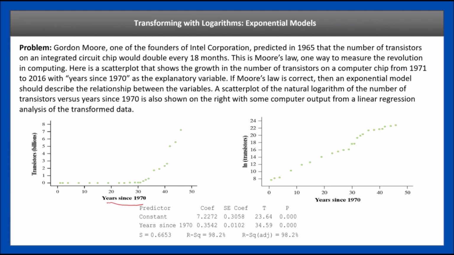And so what we can do is take the natural log of the response variable, which is the number of transistors. So we could do a logarithmic transformation, take the logarithm of y versus x, right? And that will give us something that's approximately linear. You can see that it has a linear form to it. And we got some computer output for that. So here, this computer output assumes that we're doing the natural log. So this is the natural log of y, right? Computer output.